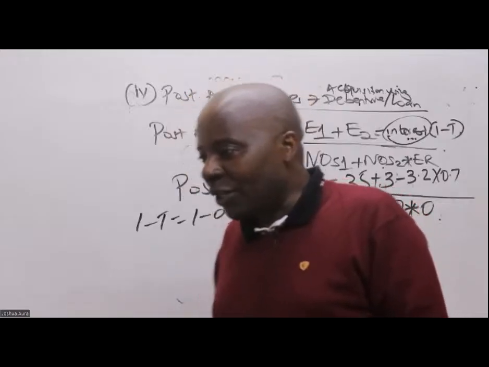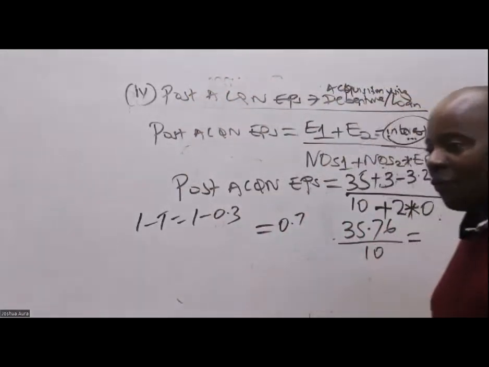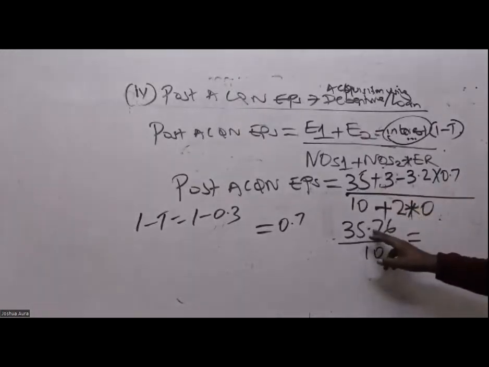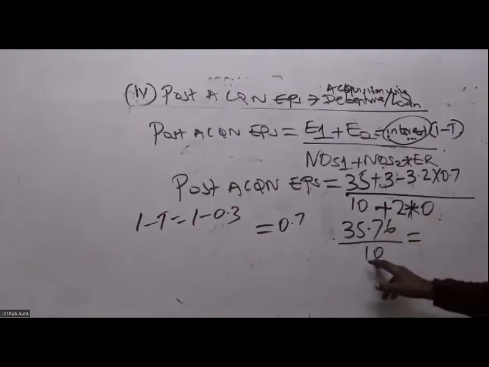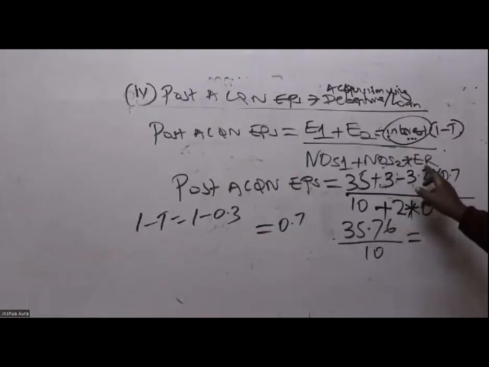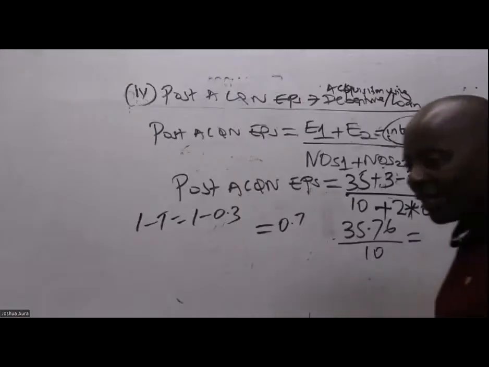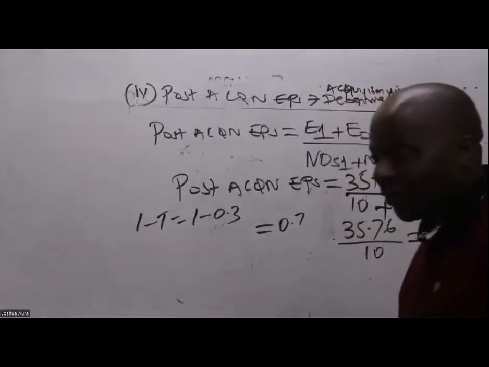Leshanta is getting 4.57. Leshanta, are you sure you used this very well? Because you see the numerator here is 35.76, and this is 10. Sometimes ensure that you don't put brackets. 35 plus 3 minus this times 0.7. Let's check again. Don't worry, we shall overcome.